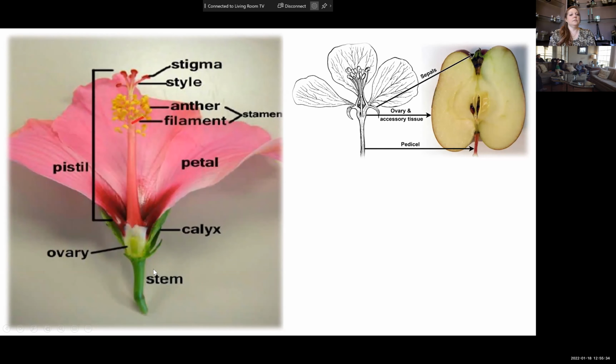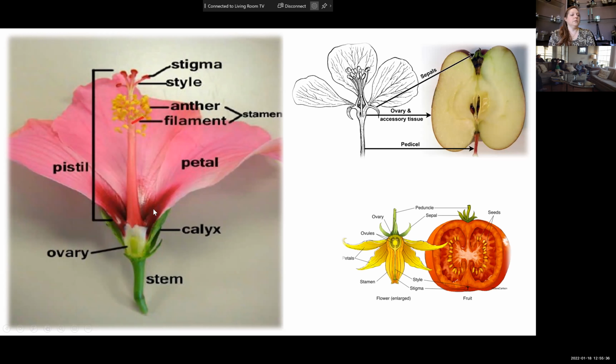And we'll be going over this. This is something you're definitely going to want to know, okay? So your flower has both male and female parts. This is a hibiscus flower, if you've ever seen one. People make hibiscus tea and stuff too, and they're really pretty.